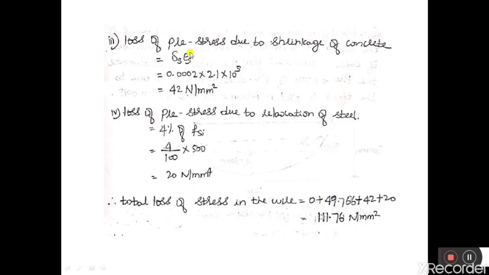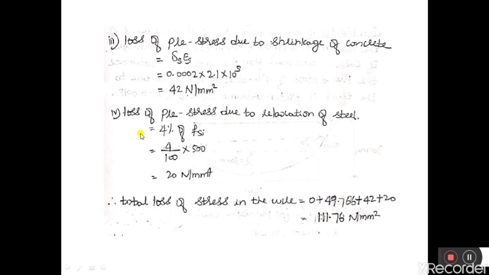Loss due to shrinkage of concrete. We know the formula: epsilon s into Es. The shrinkage coefficient is given in the question. Es is Young's modulus of steel, the value is given in the question. Therefore, loss due to shrinkage is equal to 42 Newton per mm square.